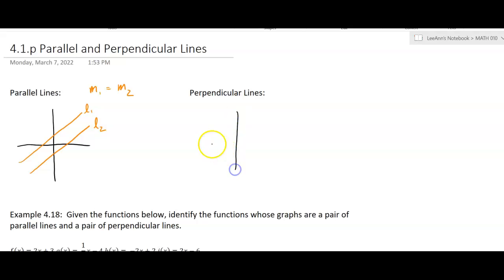Perpendicular lines, well, those are lines that, if you have one going like this, then the other line, if it's perpendicular, they meet at right angles there. So they're not any two lines that intersect, but they have to make 90-degree angles at their point of intersection. And they have a relationship. Their slopes, they're not equal, but their slopes are opposite reciprocals.